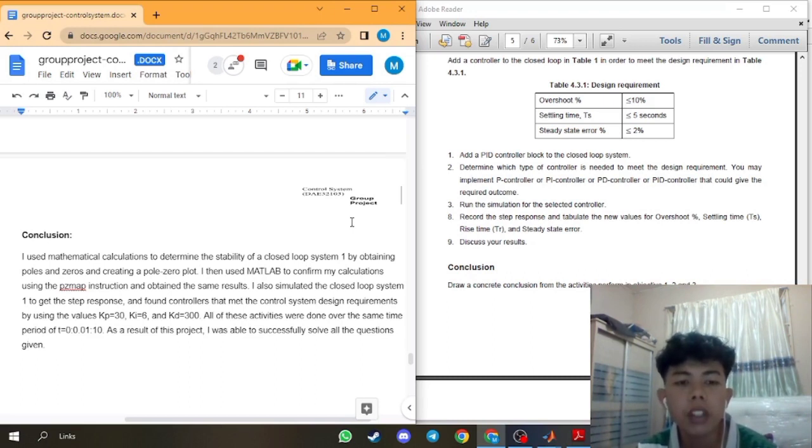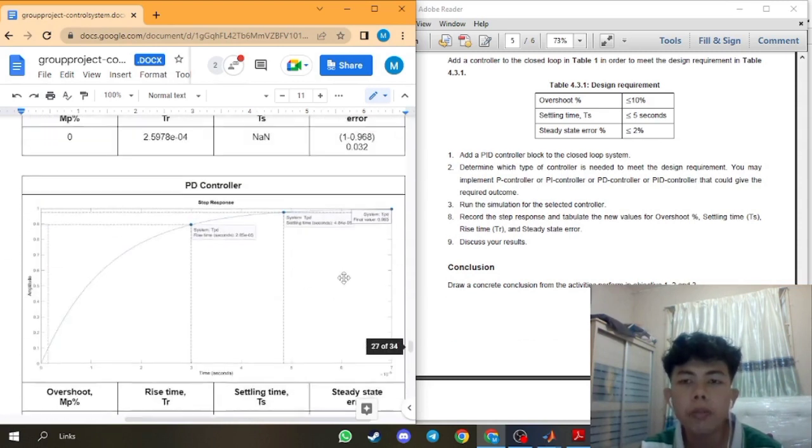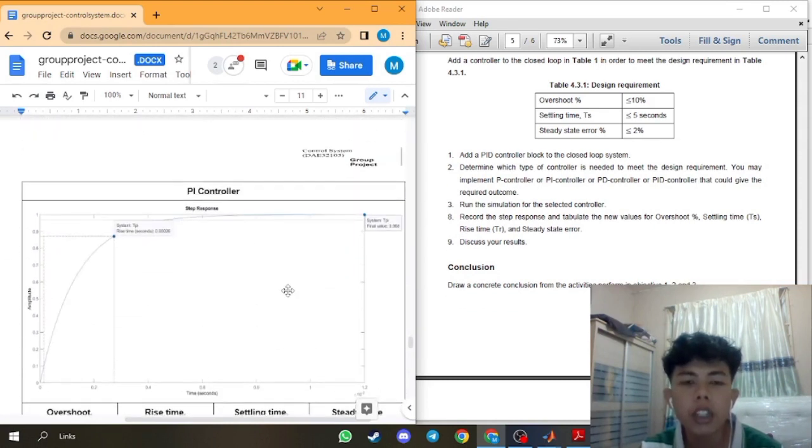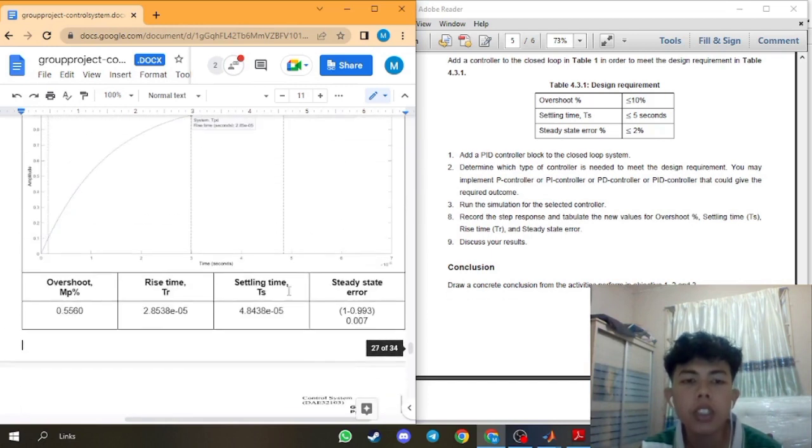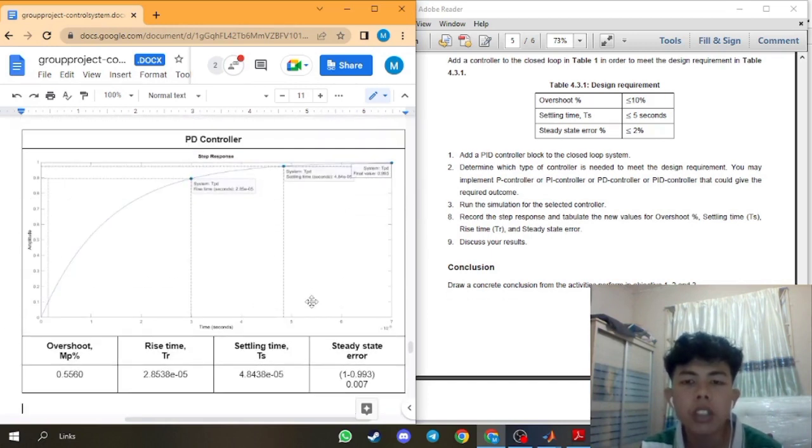After that, I also can simulate the closed loop system to get the step response and find controllers that meet the control system design requirement by using the values KP 30, KI 6, and KD 300. The same activities were done over the same time period. Based on the P, PD, PI, PID controllers that I get, I think the PD controller is the best controller based on the design requirement.